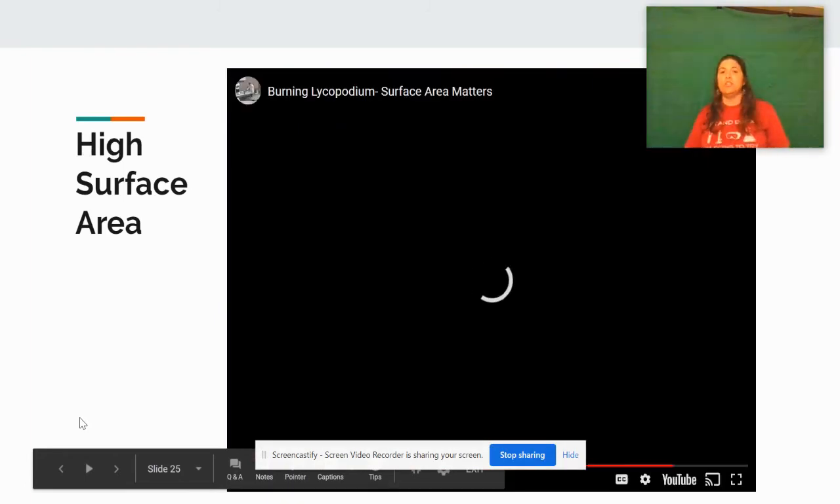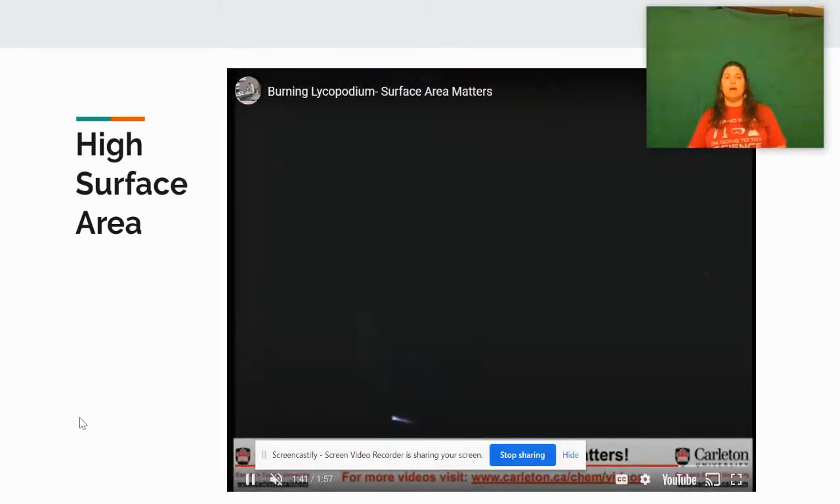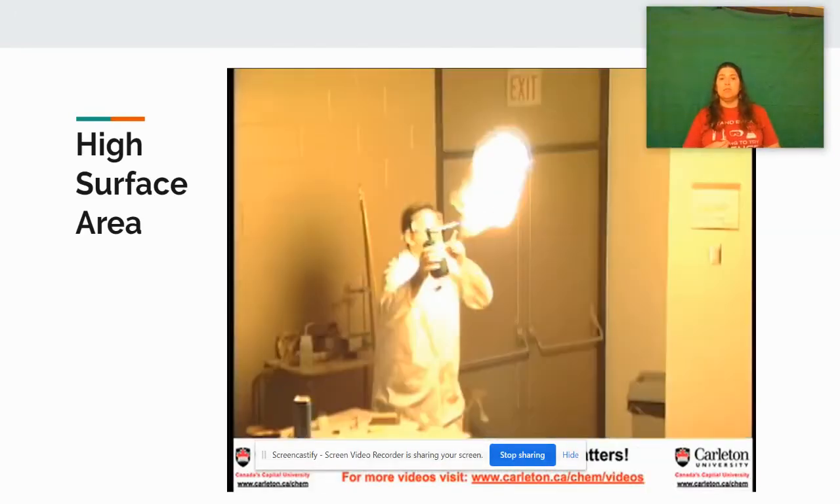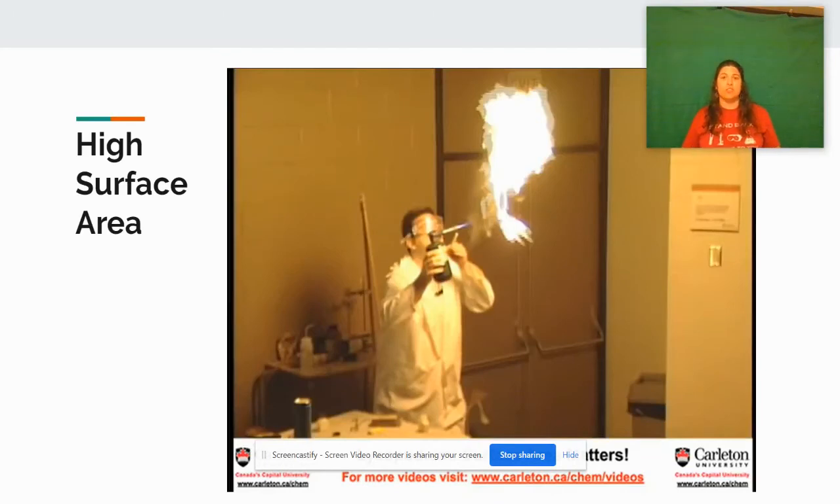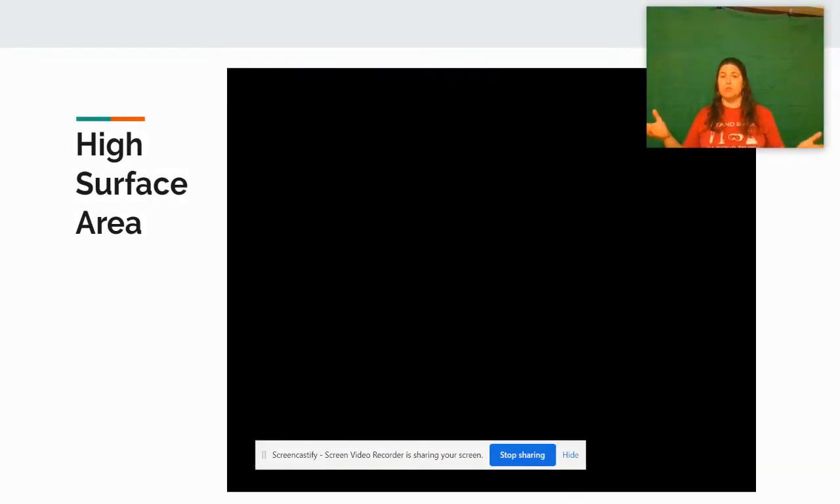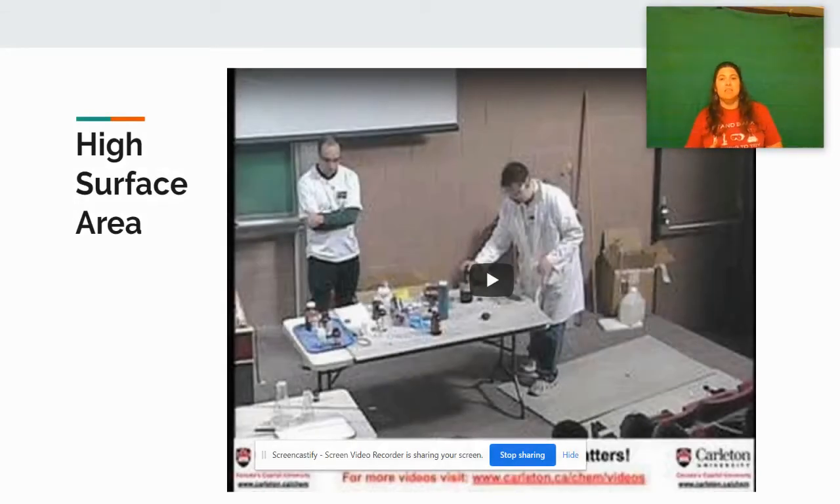However, if we change the surface area by blowing it out into the atmosphere, kind of like flour, you can see that he's able to get a much stronger reaction. He gets an explosion, for lack of a better description. So what we see is that the greater the surface area is, the more spread out and small the particles are, the higher the reaction rate will be.